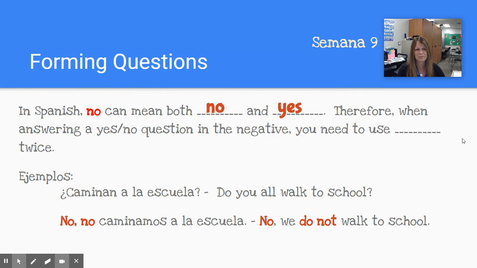In Spanish, no can mean both no and yes. That's kind of weird and confusing, isn't it? Therefore, when answering a yes or no question in the negative, all you need to do is add no twice. So you have to answer it negatively, and then you have to restate it negatively. So look at this example.